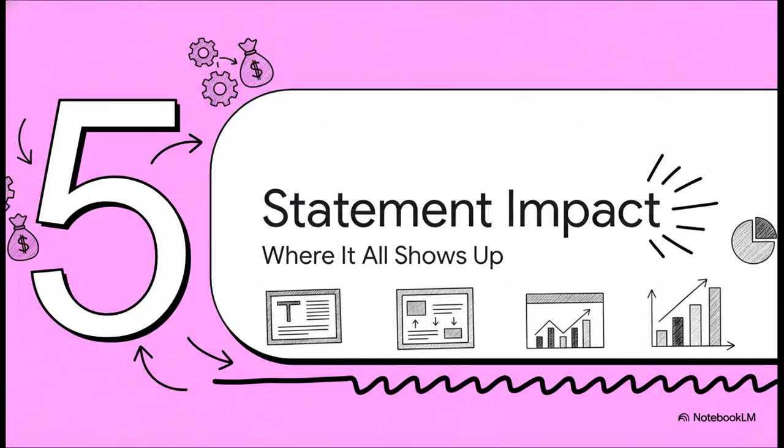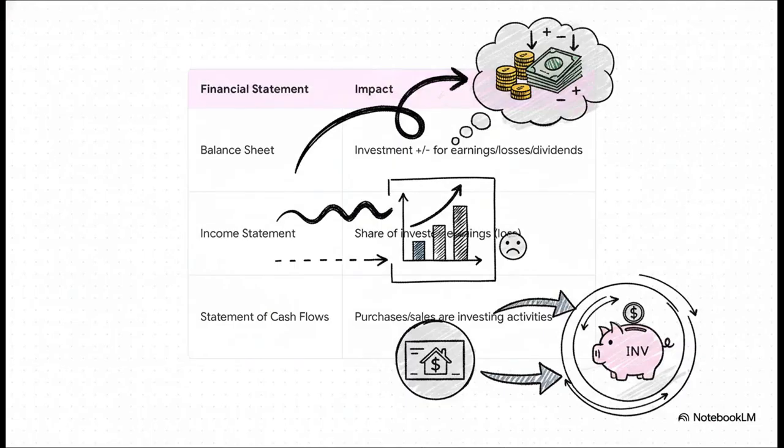So we've seen how the numbers get crunched behind the scenes. But where does an investor or an analyst actually see all this stuff? Let's take a look at the financial statements. It's pretty straightforward, really. On the balance sheet, you'll see that investment line item. And you'll know it's a living, breathing number that's constantly changing. Over on the income statement, you'll see a single line for the investor's share of the earnings. And finally, on the statement of cash flows, the actual cash spent to buy the investment or the cash received from selling it shows up in the investing activities section.